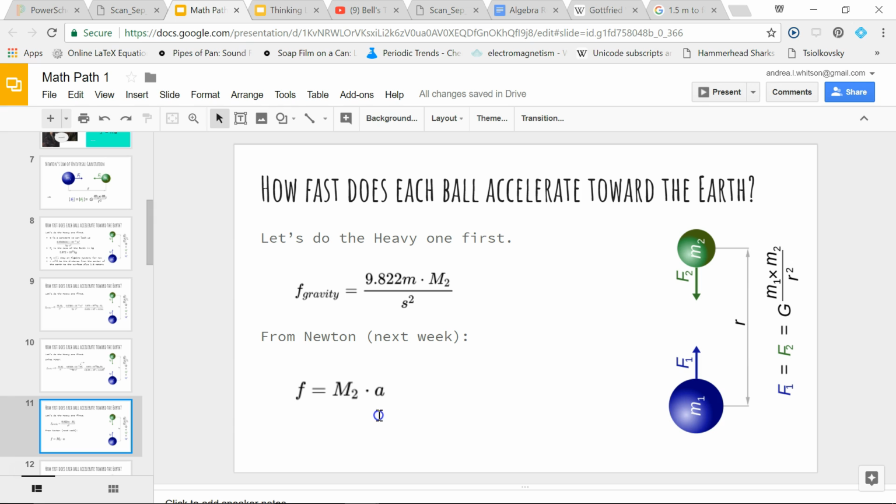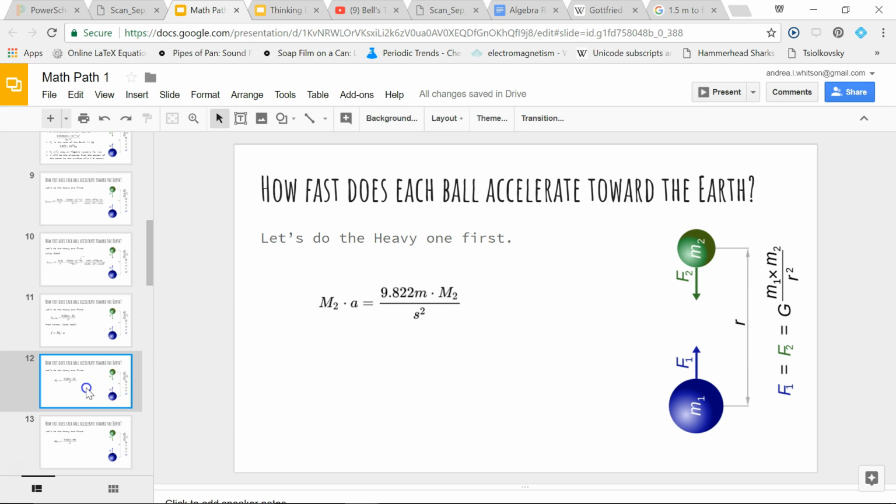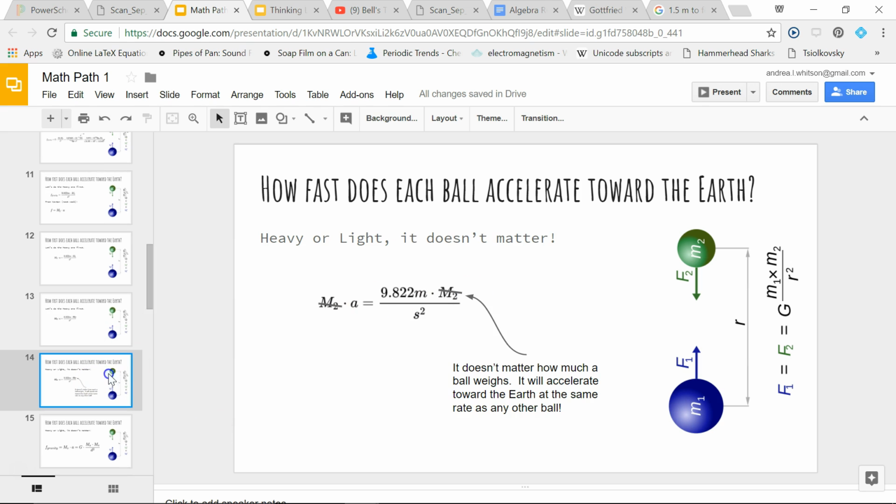So it doesn't matter. M1, oh, wait, we haven't gotten to it. So the force due to gravity is 9.822 meters per second squared times m2. Force equals mass m2 times acceleration. So the acceleration I'm experiencing, if I'm m2, is my mass times my acceleration. If I put that on one side and this on the other side, the m2's cancel out, and my acceleration due to gravity is 9.8 meters per second squared.